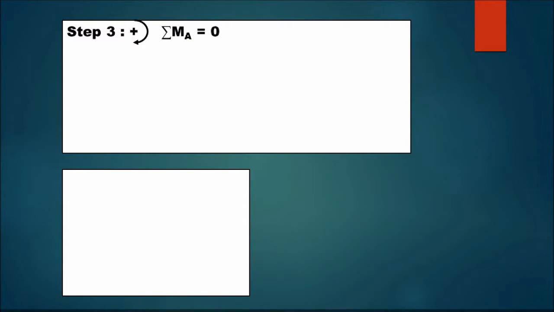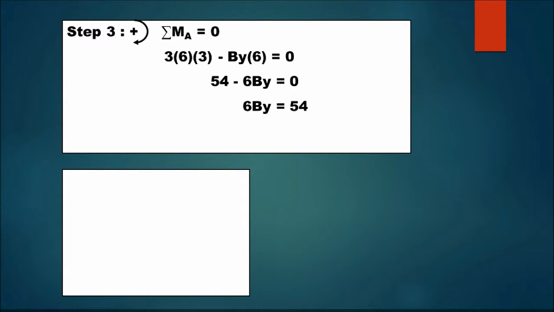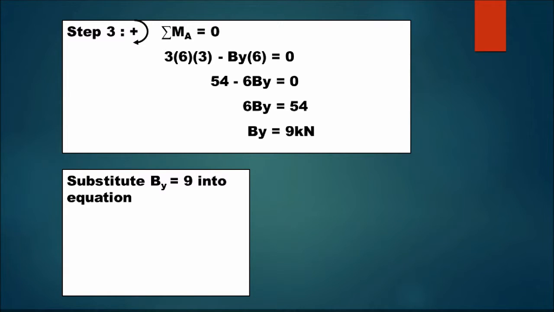Step 3. Sum of moment at A equals 0. 3 times 6 times 3 minus By times 6 equals 0. 54 minus 6 By equals 0. 6 By equals 54. By equals 9 kilonewton. Substitute By equals 9 into the equation Ay plus By equals 18. Ay plus 9 equals 18. Ay equals 9 kilonewton.